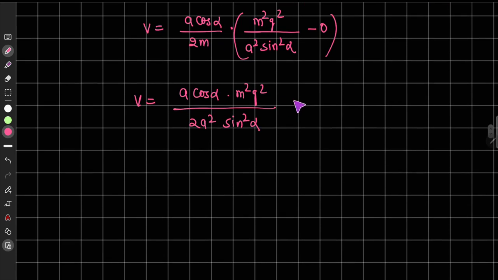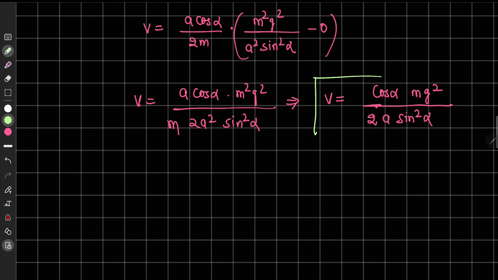So from here finally we will get velocity equal to cos alpha into m square g square, here m is also there, so m g square whole divided by 2 times a sin square alpha. So this is the expression of velocity we got.